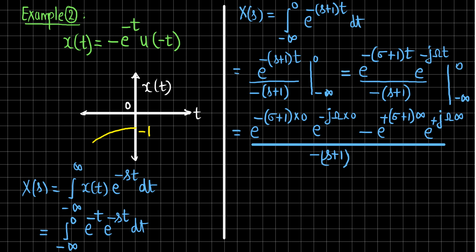Now have a look at this expression that we have obtained. Now the first factor here is e power minus sigma plus 1 times 0. So anything to the power 0 is going to give you 1. So this is going to give you 1. What about this? This is again going to give you 1.